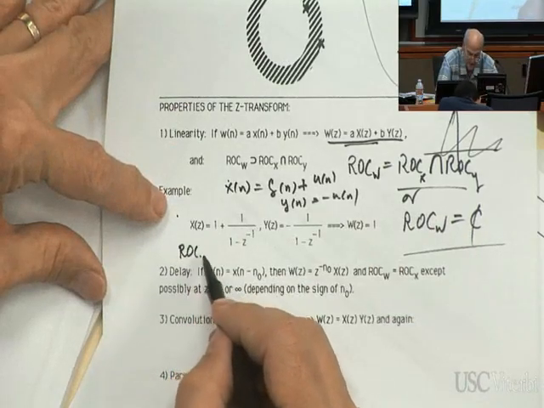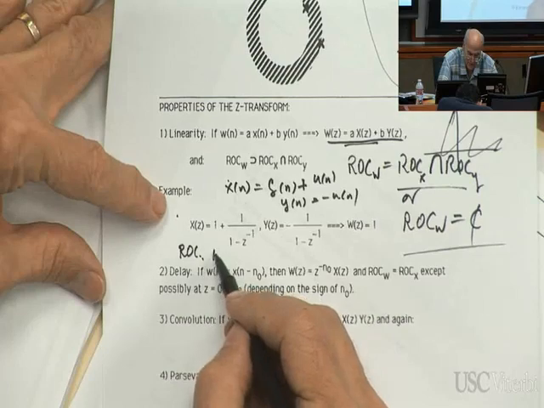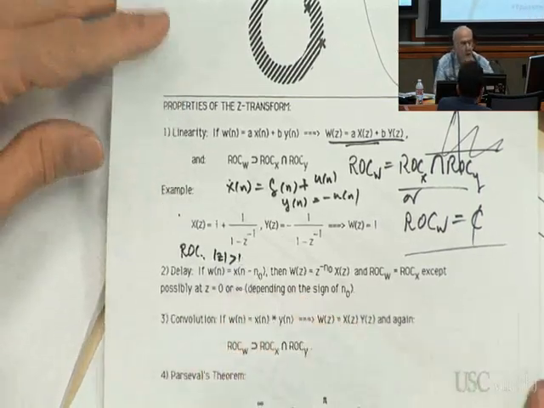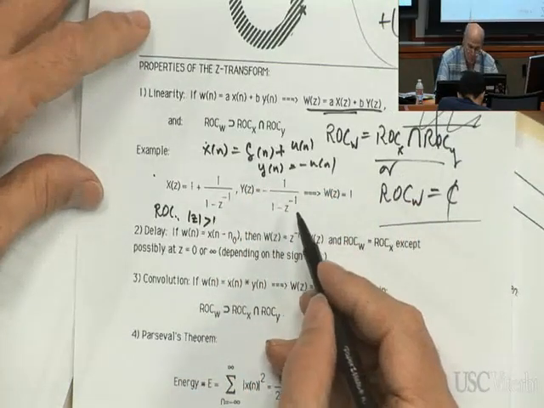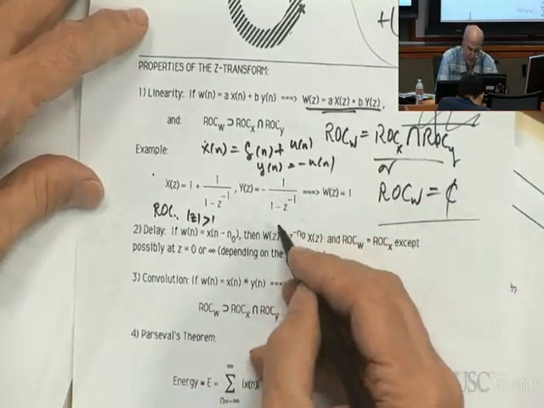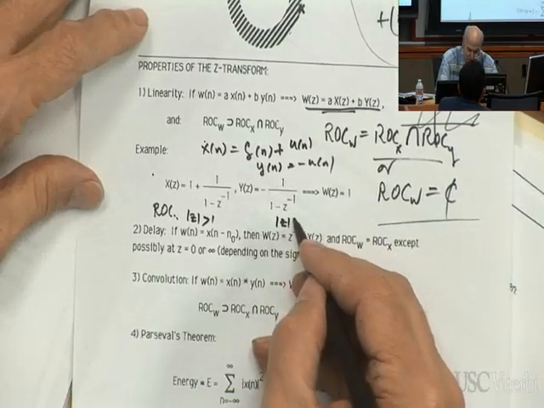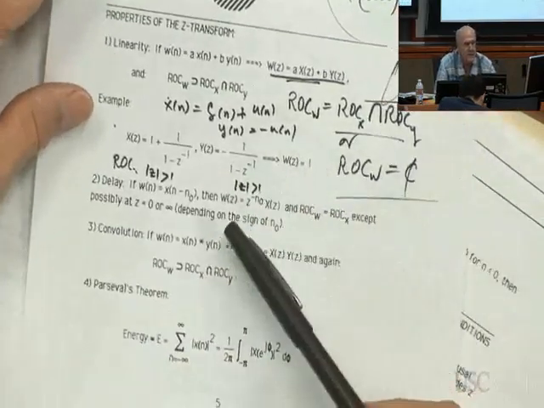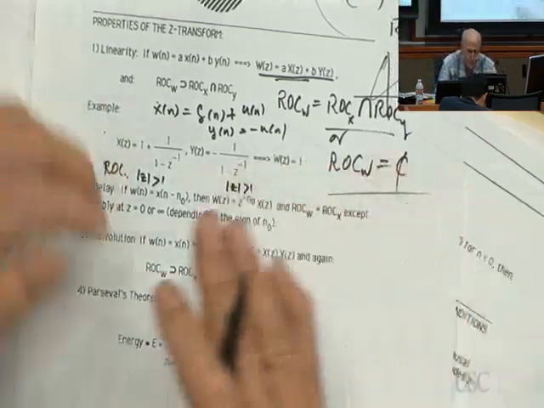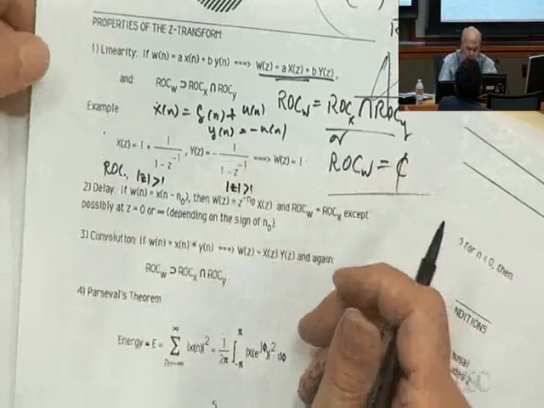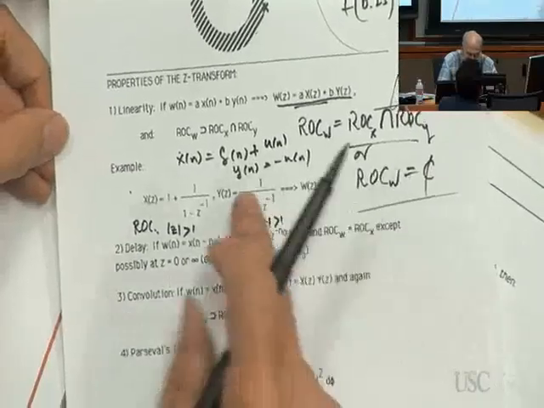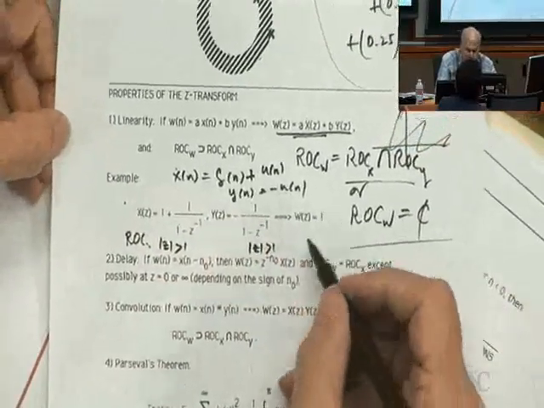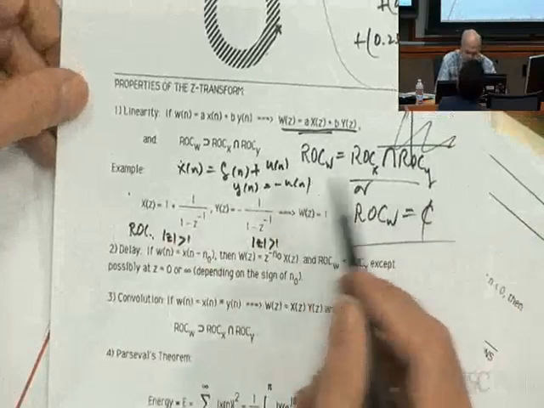ROC is the set of magnitude z strictly greater than 1. Okay. How about y of z in the z domain? That's minus 1 over 1 minus z. The region of convergence is once again z greater than 1. See? So if you would take the intersection, you would say the region of convergence of the sum would be magnitude of z greater than 1, exterior to that circle. But it turns out because of these cancellations of the poles, in fact, the region of convergence is everywhere.